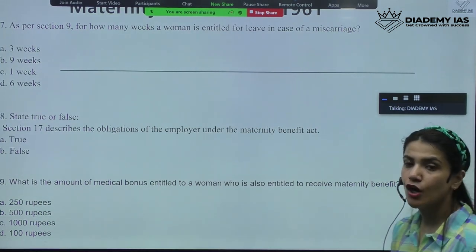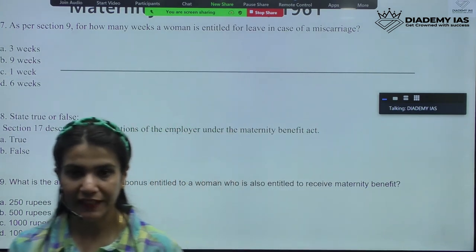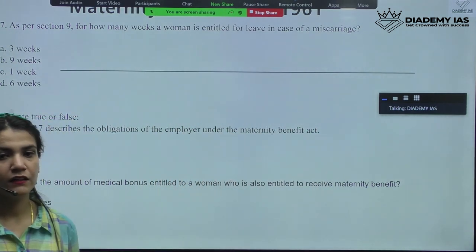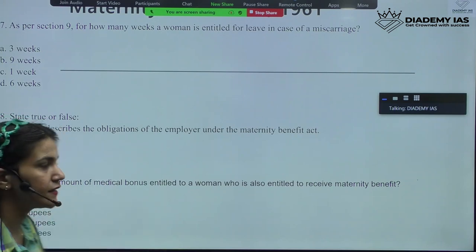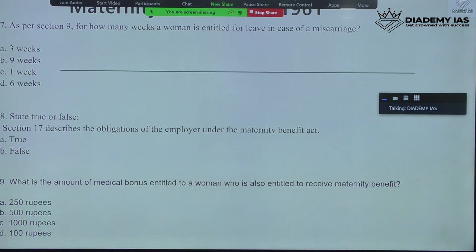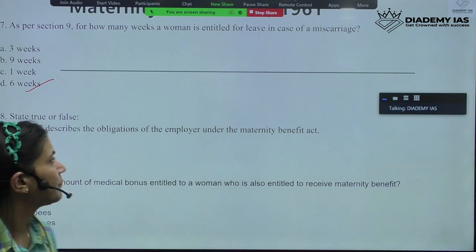Then as per section 9, for how many weeks is a woman entitled to leave in case of a miscarriage? In case of a miscarriage also, we have to remember the timeline. Definitely, to heal the body and to heal mentally also, a woman needs certain time. So specifically in case of a miscarriage, there is a clear definition of 6 weeks leave to which a woman is entitled.